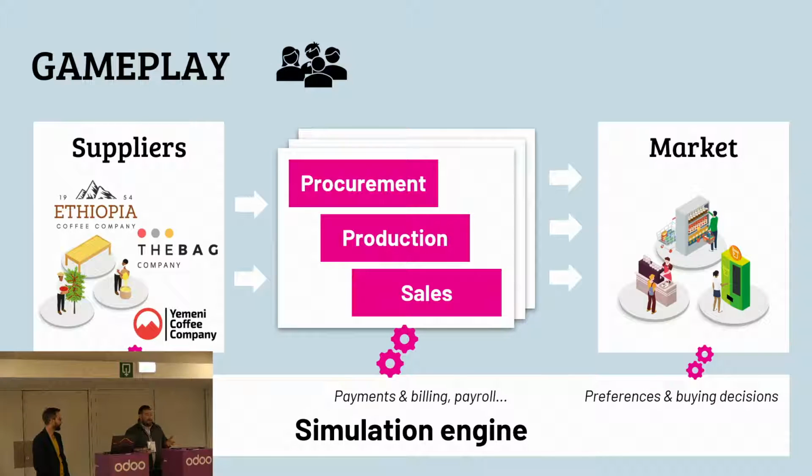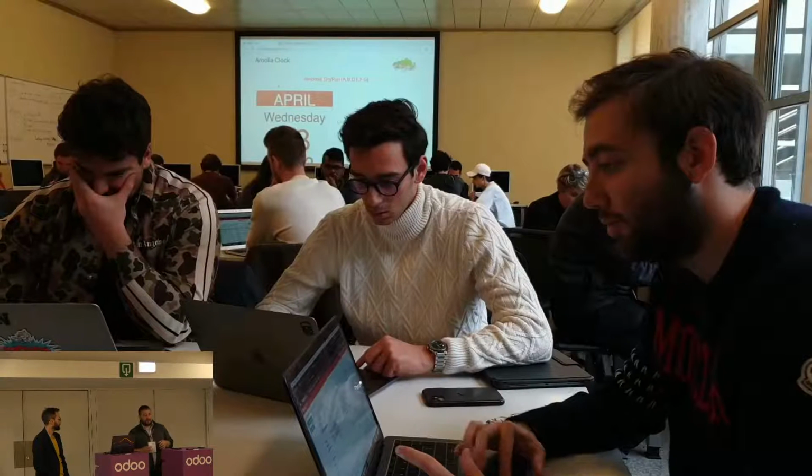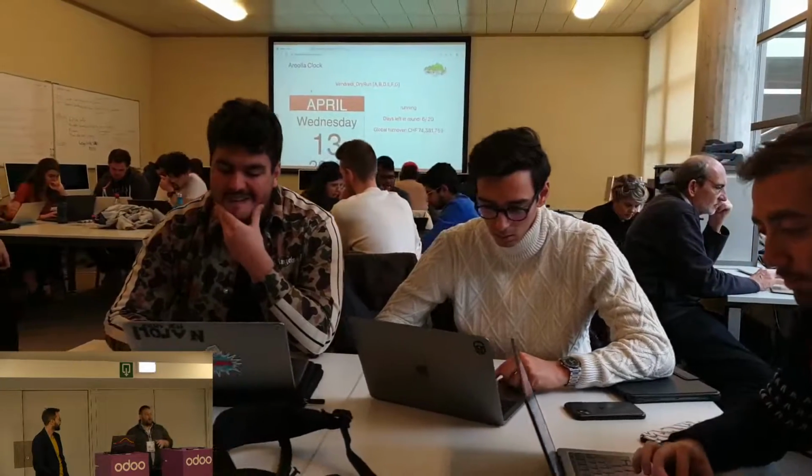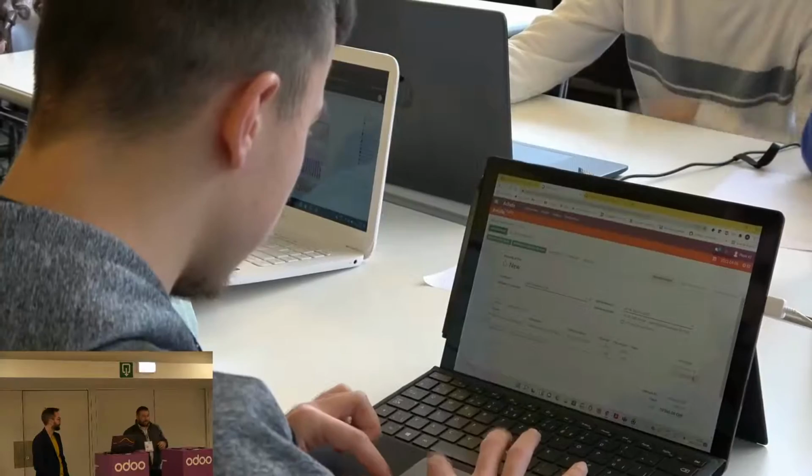They play in teams of 4 to 6 people. It's a competition. Every company is competing against the other companies. It's, of course, all based on Odoo. And to add a little pressure, we constrain the time, so 1 day is 1 minute in our system. So when you have to wait 2 days to receive the material, it's basically 2 minutes.